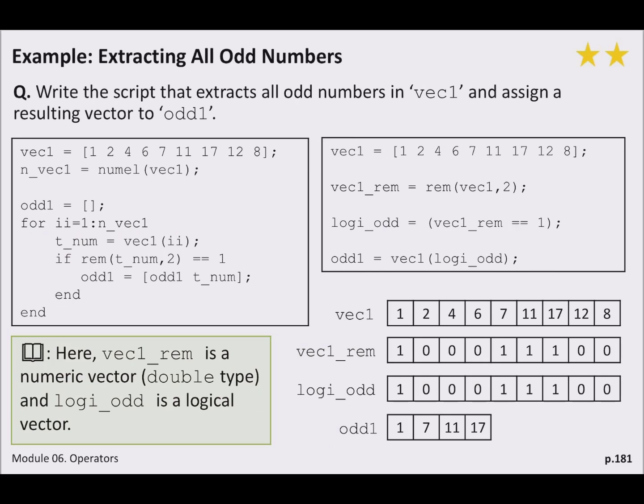Here's another example. Write a script that extracts all odd numbers in vector 1 and assigns the resulting vector to odd 1. Okay. Let's write this script using loop and condition statement. First, compute the number of elements, named n vector 1 here, using the numel. Then you set the loop range 1 to n vector 1 here.